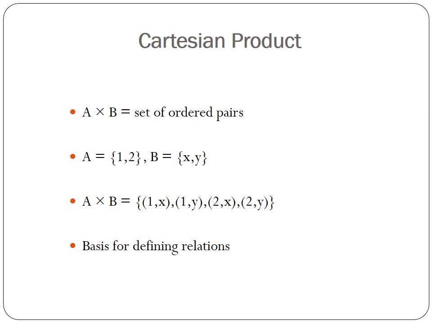The Cartesian product A cross B is the set of ordered pairs. For A equal to {1, 2} and B equal to {x, y}, A cross B is obtained by multiplying each element of A with each element of B: (1, x), (1, y), (2, x) and (2, y). So these are the ordered pairs of the Cartesian product. This means A cross B, the basis for defining relations.